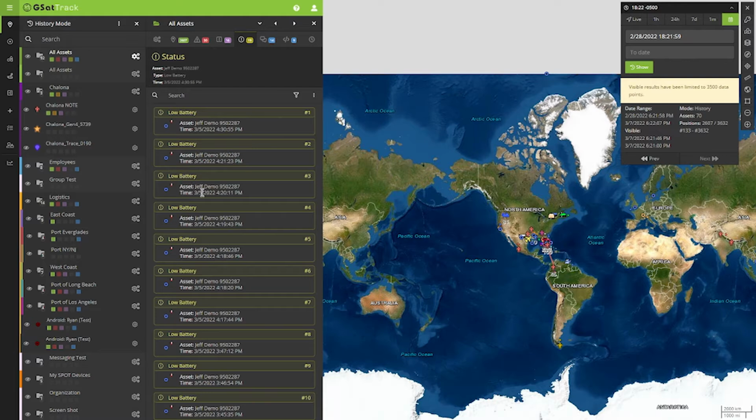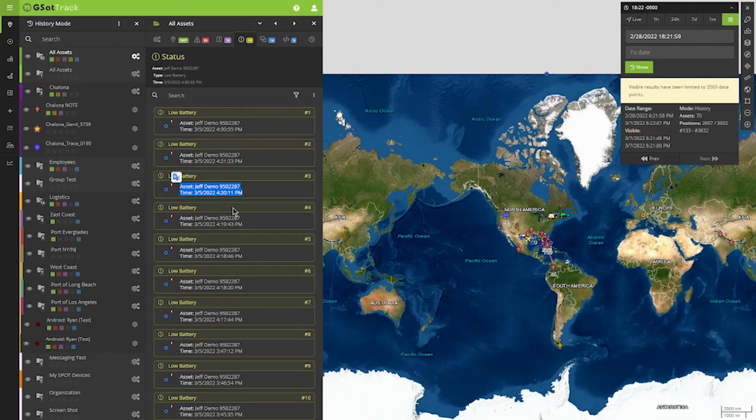So right here, I've got a low battery. At this time, Jeff's demo device is not able to give us the GPS fix. So I don't know its location, but I still know that the device has a low battery. That's entirely possible because the device requires that it is both connected to a network and have GPS in order to give us a fix. That doesn't mean we're not getting the information. It just means that the transmission did not carry with it the GPS information.